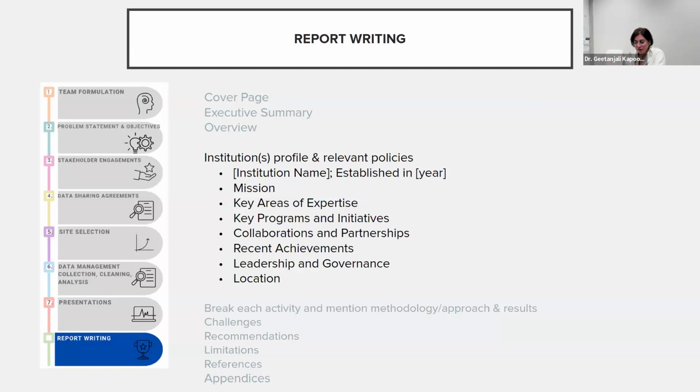You can pull this out from the website of the institution. When was the institution established? By institution, I mean where you are actually doing your study. Or if it's at a country level, you can talk about the country. Say, for example, you're working in Maldives, so you talk about, okay, Maldives has a population of this much. And then you can talk about the governance structure also. So you just have to give a little bit of an introduction about the institution or the country or the particular organization. Talk about the mission. The mission is very important, especially for an institution. Again, it's available on the website.